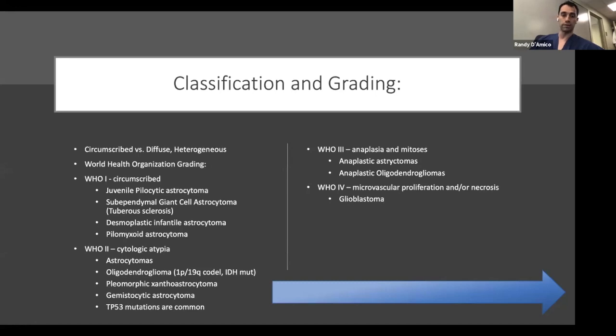These are your benign gliomas, okay? Juvenile pilocytic astrocytomas, subependymal giant cell astrocytomas, desmoplastic, pilomyxoid. You know, these are, again, names given based on the histology and the molecular features.